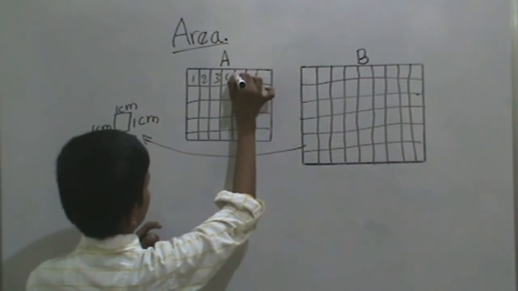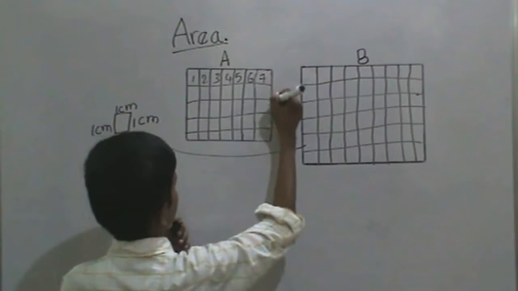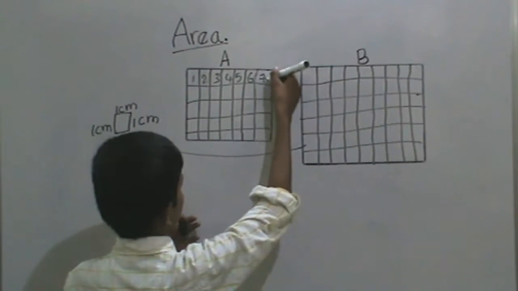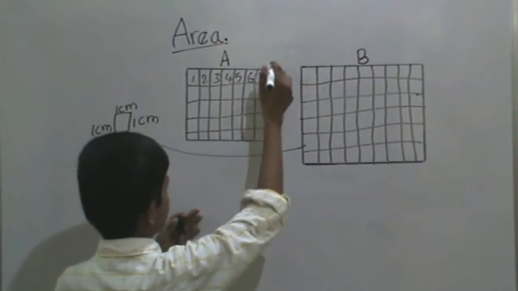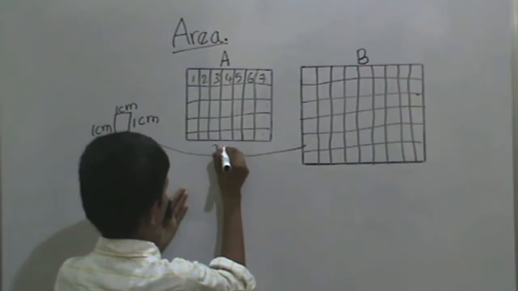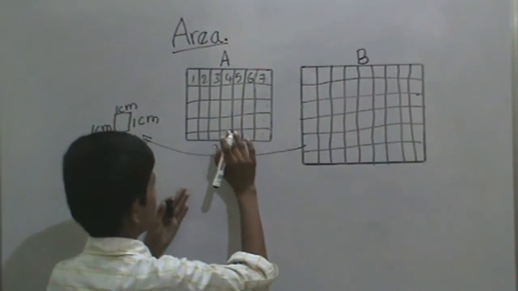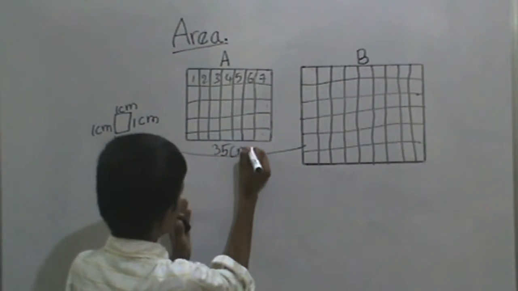3, 4, 5, 6, 7. Here, if you count like this, you have 1, 2, 3, 4, 5. So 5 times 7 is 35. So the area of this rectangle A is 35 centimeters squared.